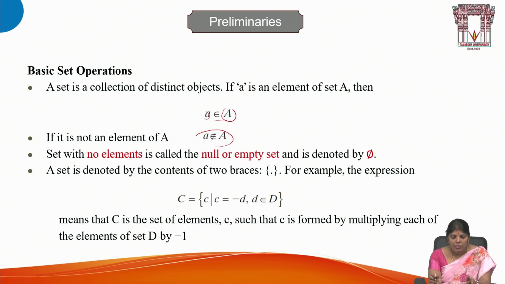And also you can see a set is denoted by its contents. This is the representation of the set. And also C is equal to minus D. You can see C, which is an element, C is equal to minus D, and D belongs to capital D. It means the set consists of the elements multiplied by minus 1. So these are the different ways of representing sets.